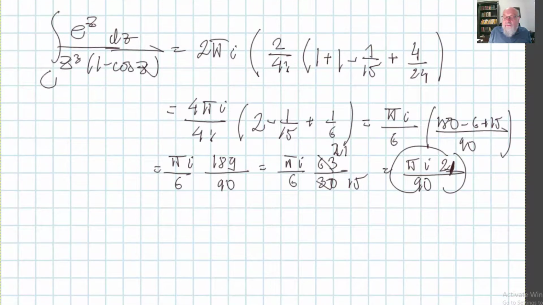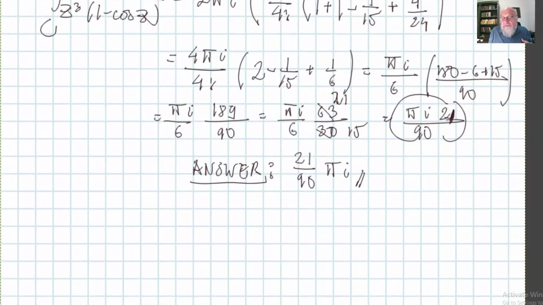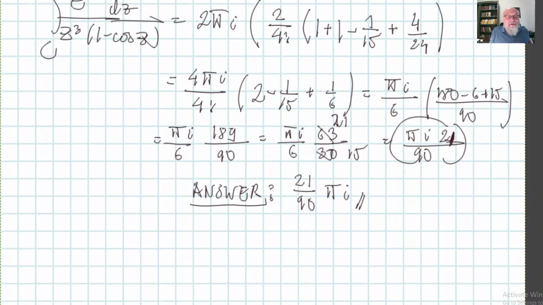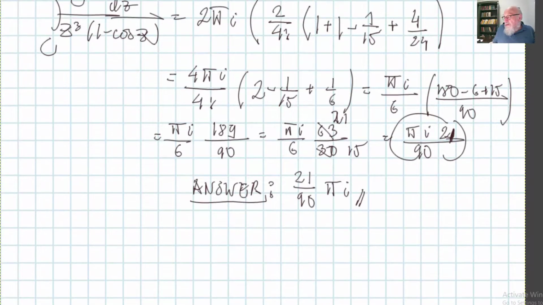If I, of course, did it correctly, this would be like this. So answer, hopefully. So this one will be 21 over 90 pi I. That's a nice form. Let's say that's a nice standard form. And I believe we have time for a few more.